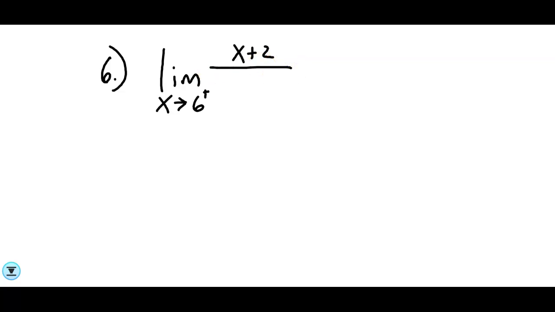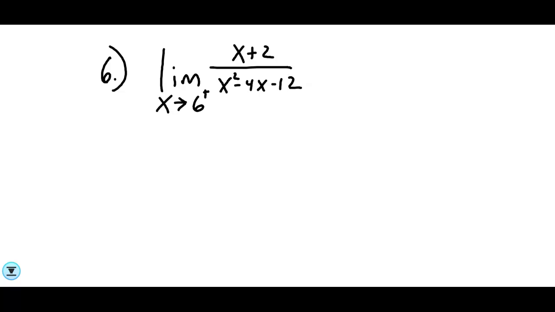I'll do number 6. On number 6, we have the limit as x approaches 6 from the right. So for this one, I'm only necessarily concerned about the right side. Sometimes that doesn't even matter, but we'll see. X squared minus 4x minus 12.